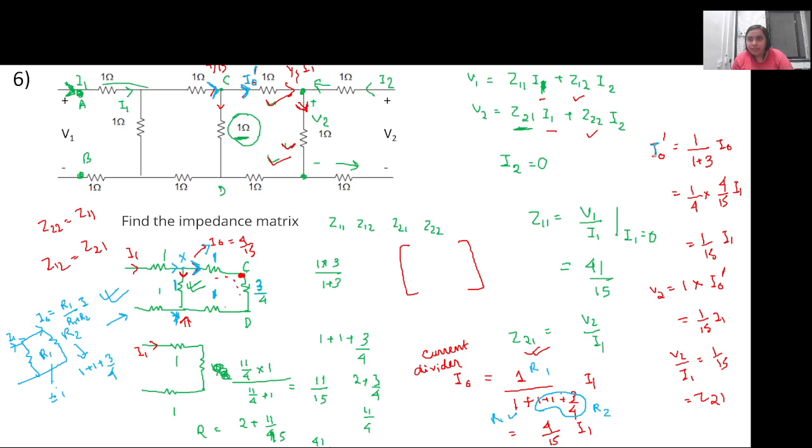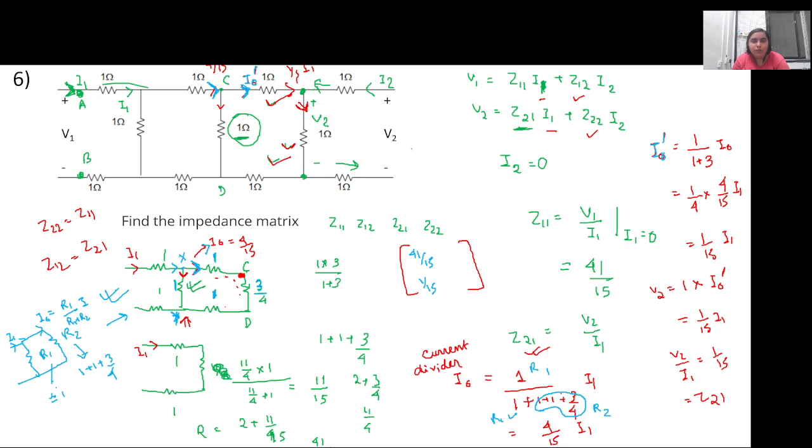So we have the Z parameters, which will be equal to, since Z21 and Z12 will be the same, so it will be, where is Z11? Z11 is 41 by 15. Z21 will be 1 by 15.